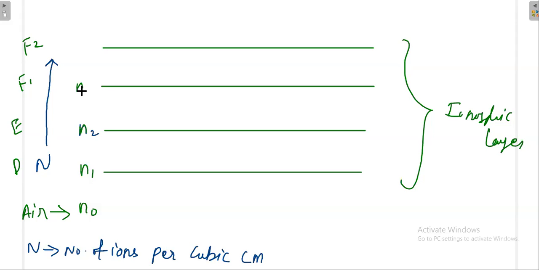This is n3. This is n4. So I am just denoting n1, n2, n3, n4 like that. But what actually happens? It is continuous. When you are going up, the refractive index continuously increases. But from a discussion point of view, I have taken some layers.